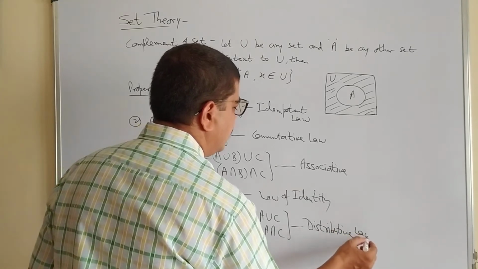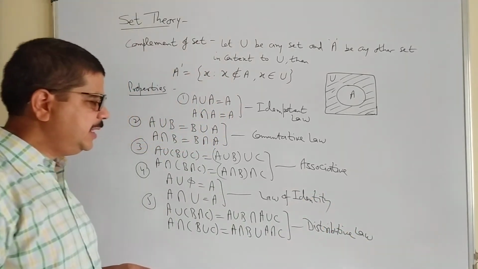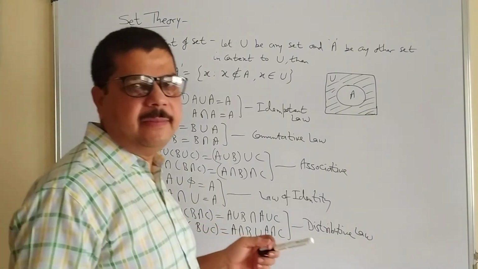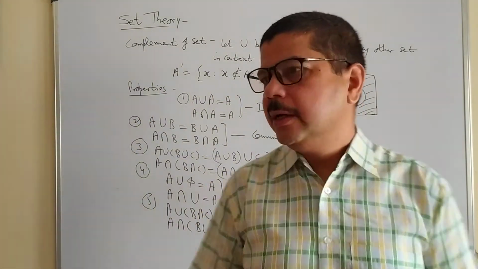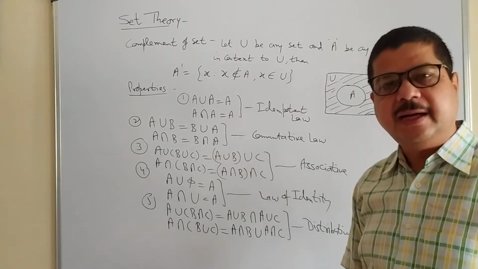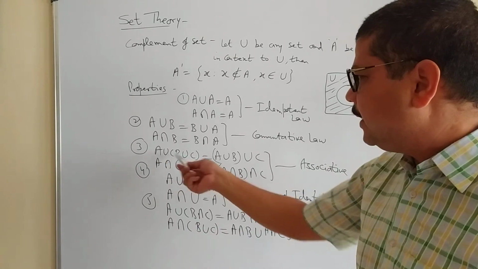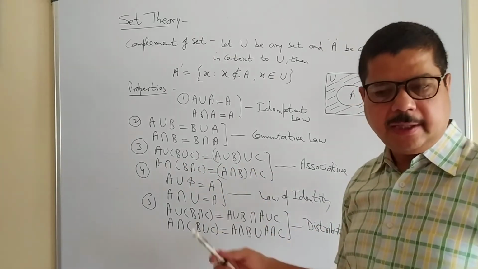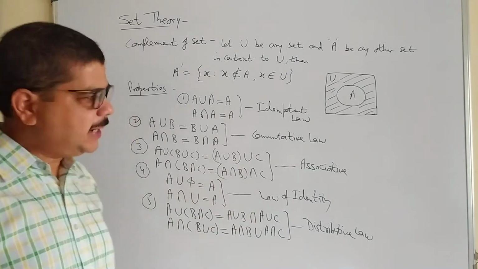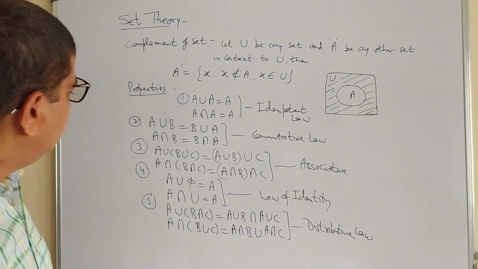All the laws can be verified by taking certain examples. Set A and B, we can take A, B, C, different sets of our choice, और left hand side और right hand side calculate करें, उससे कर सकते हैं. और the same can be verified by using Venn diagrams.